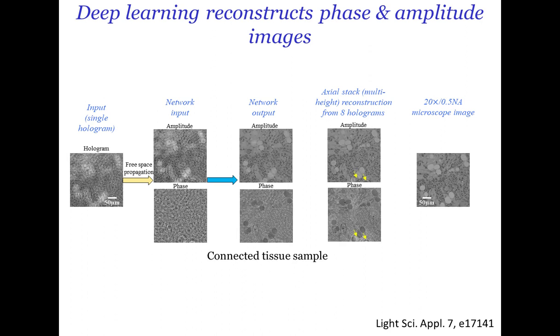In the next example, I'm showing you the same type of result with a tissue sample. This is a breast tissue section where the network input is shown on the left, the network output is shown in the middle, and a physical reconstruction giving you exactly the same thing with 8 different hologram acquisitions is shown on the right, which shows you the success of the neural net in a single inference.